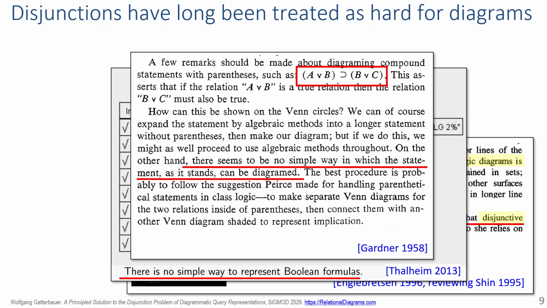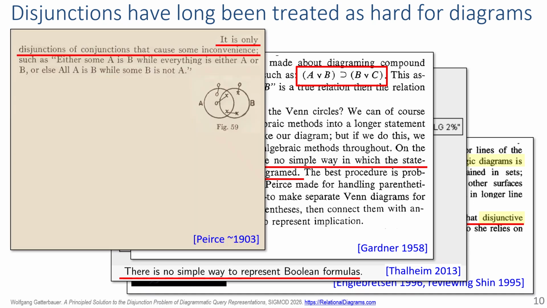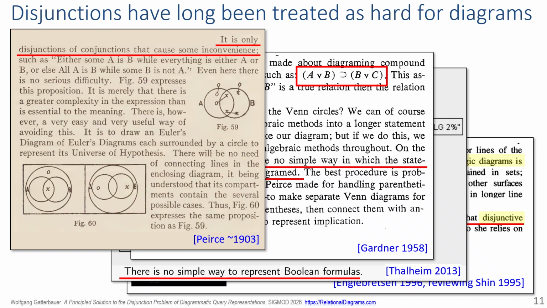Almost 60 years ago, Martin Gardner, in his book on logical machines and diagrams, stated that there was no simple way to represent the logical statement A or B implies B or C. And over 100 years ago, Charles Sanders Peirce pointed out how difficult it was to show nested disjunctions, even for monadic logic. He proposed some solution, but that increased the size of the diagram exponentially. Think nested DNF to CNF transformations. This paper solves the disjunction problem.